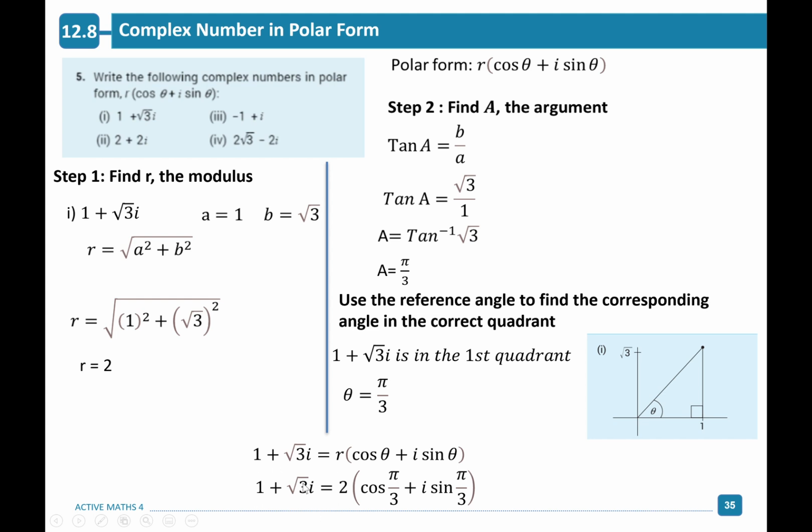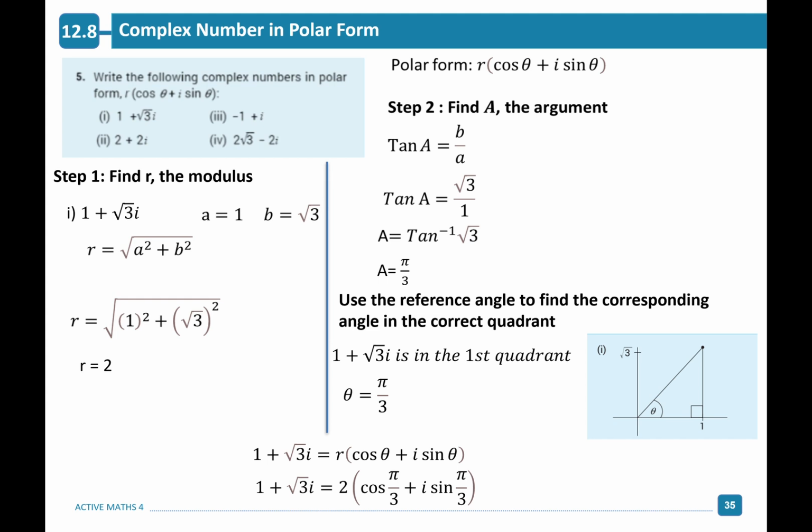Please note that when our complex number is in the form of a plus bi, we say it is in rectangular form. And when it is in the form of r times cos theta plus i sine theta, we say that our complex number is written in polar form.